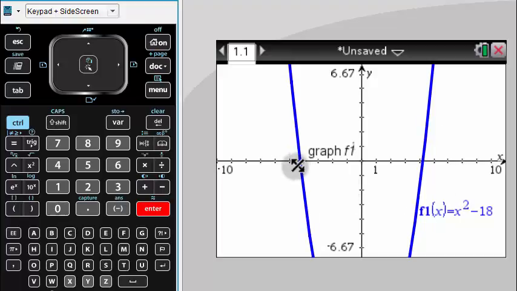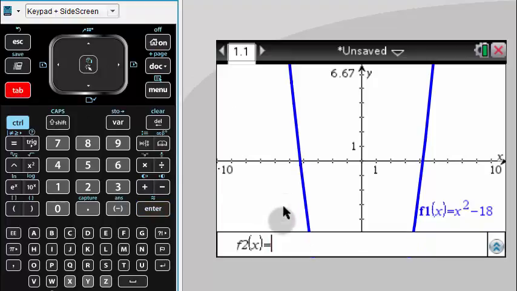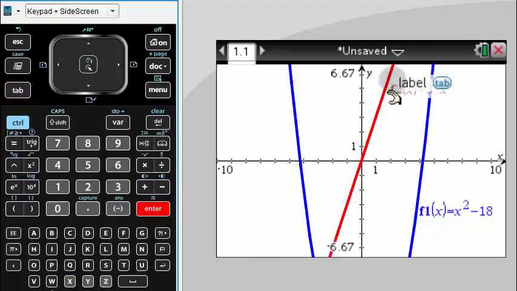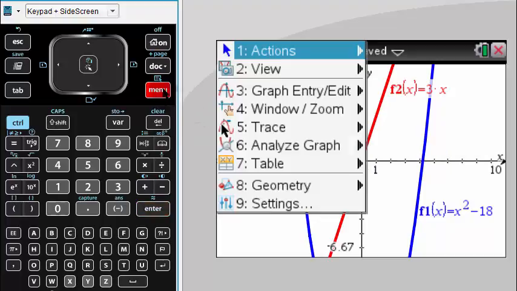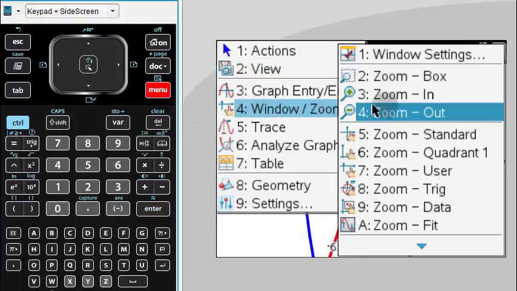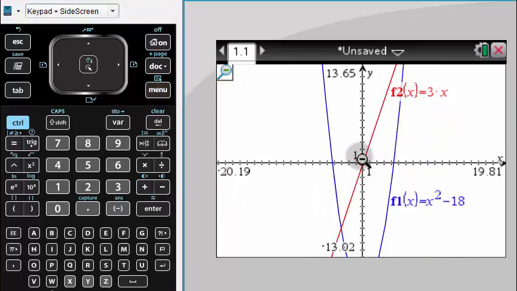Let's also now graph the second function. For this calculator, I hit tab. Now it opens up our second function, and I'm going to put in 3x. Press enter, and it gives me a linear function. Again, no surprise there. I want to find out where they intersect, so I need to expand out a little bit and see more of the graph. For this calculator, I zoom out, and I'm going to zoom out one more time.